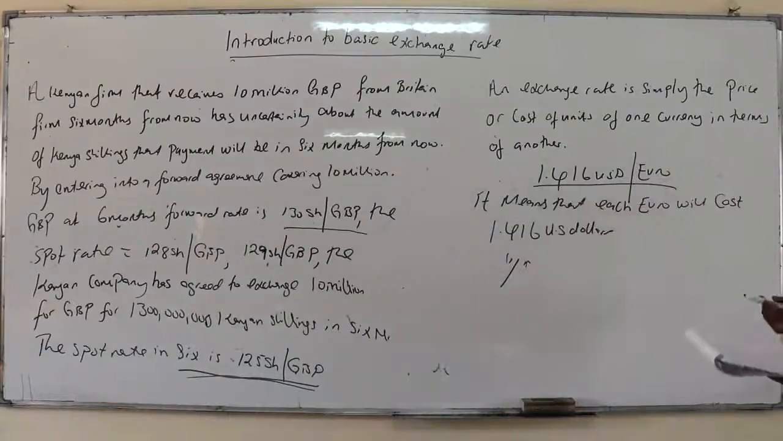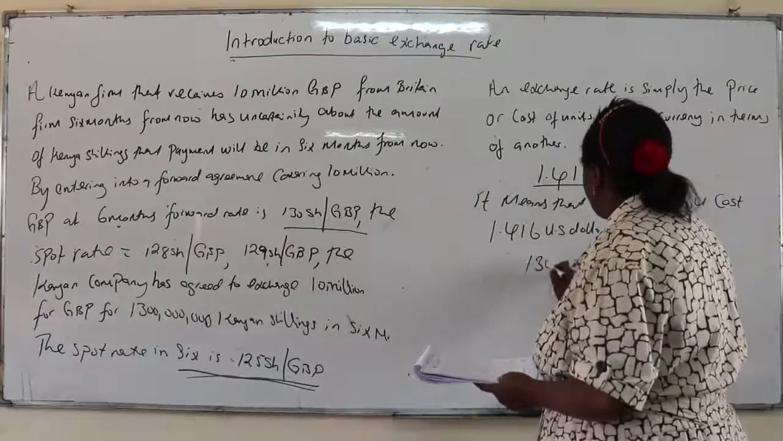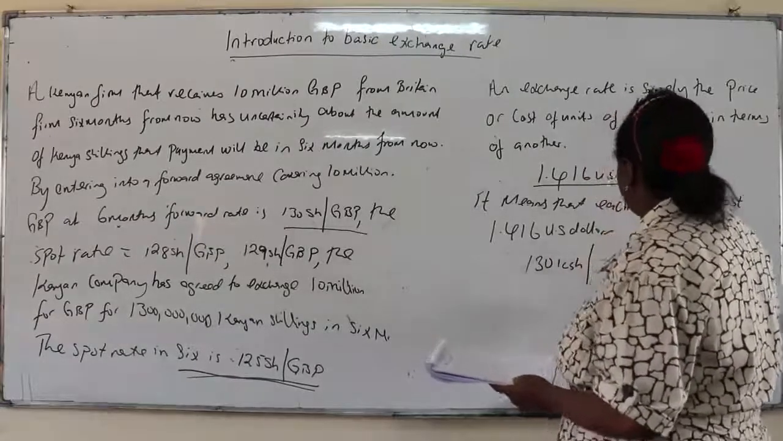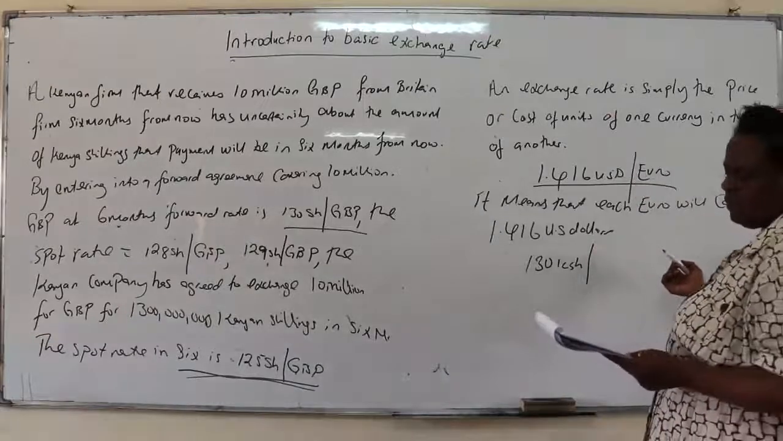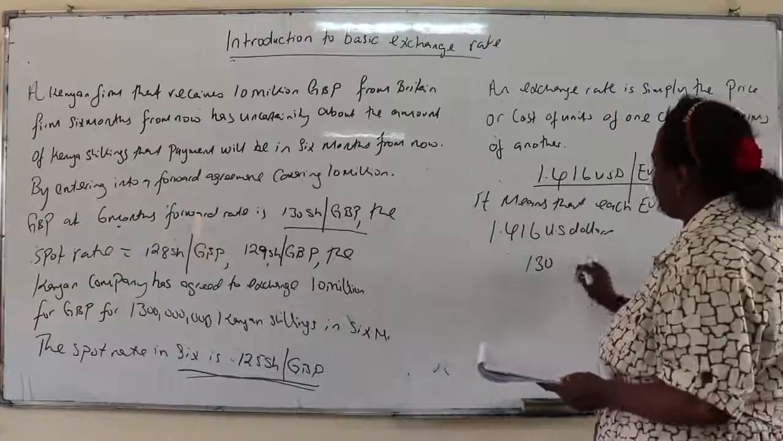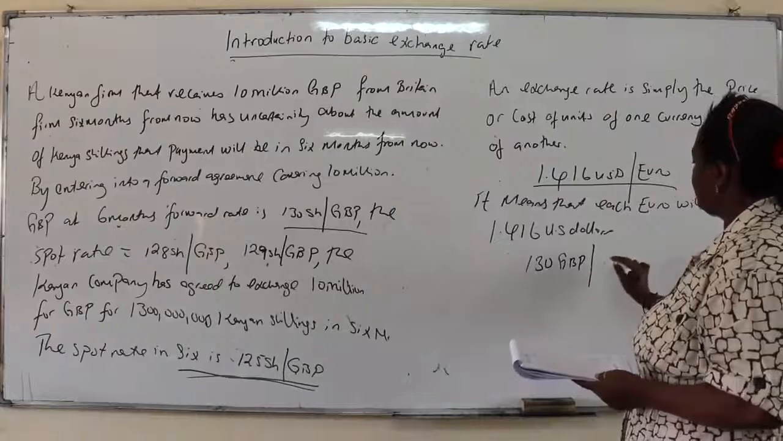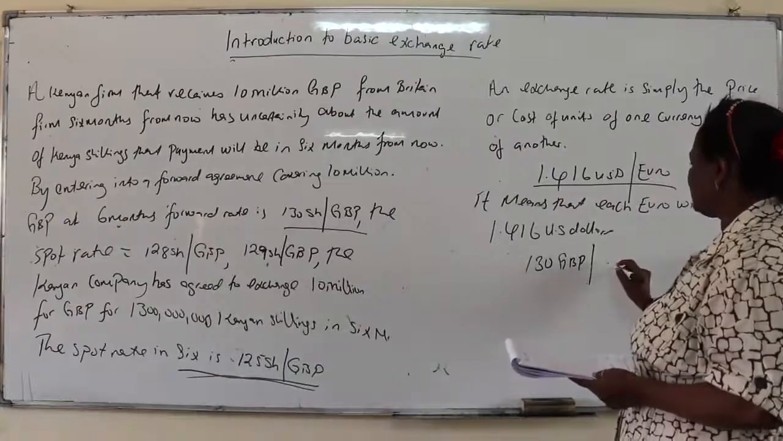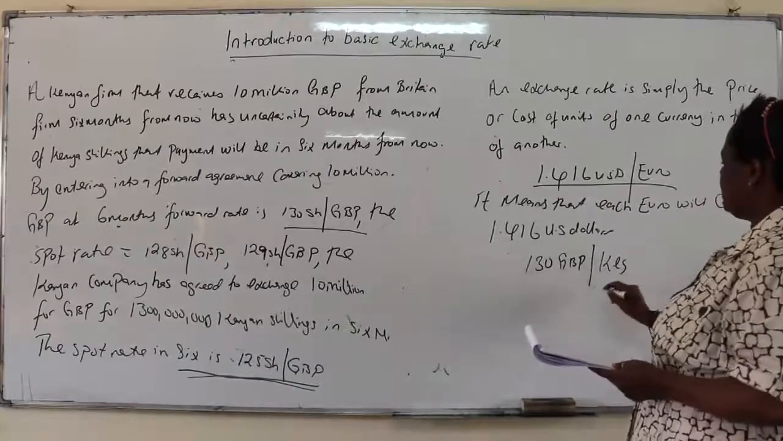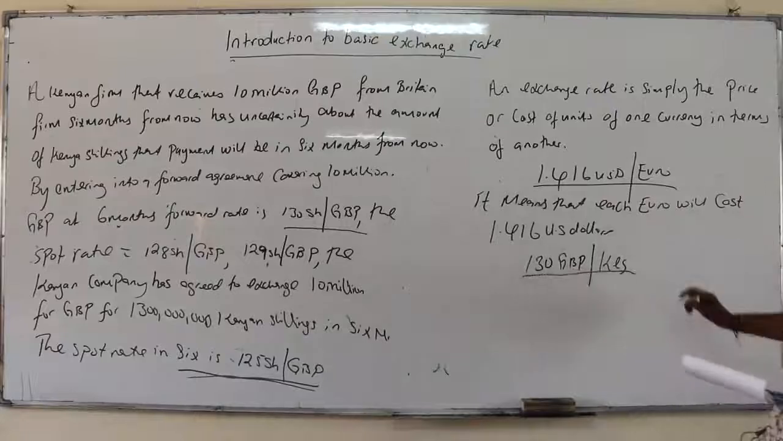Or you can imagine, let's take a previous example. How are we going to express 130 Kenya shillings per what? Let's say not 130, we can say that 130 Great Britain pounds per Kenya shilling. How can you express that? What does that mean?